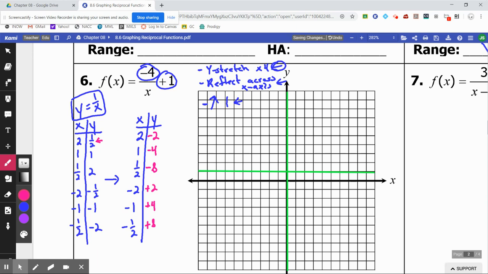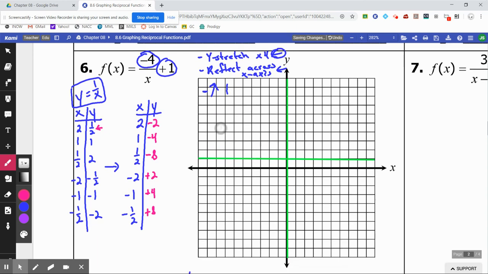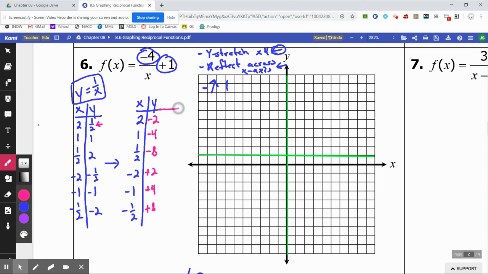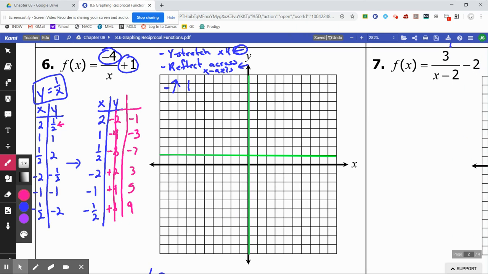Then we have to take all those values, and we've got to move them up 1. So therefore, I can just do me another column right here if you'd like to. And that's going to be a negative 1, a negative 3, negative 7, 3, 5, and 9. And that's going to be my new y values. Now let's plot those and see what our new graph looks like. And there's a picture of my new graph.